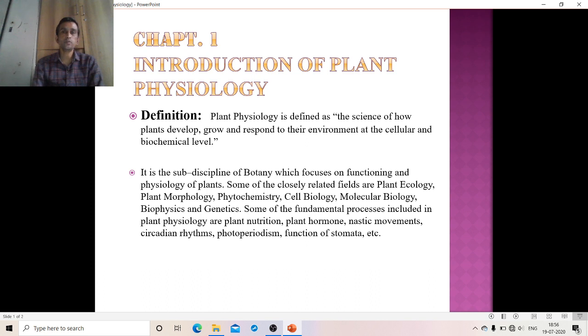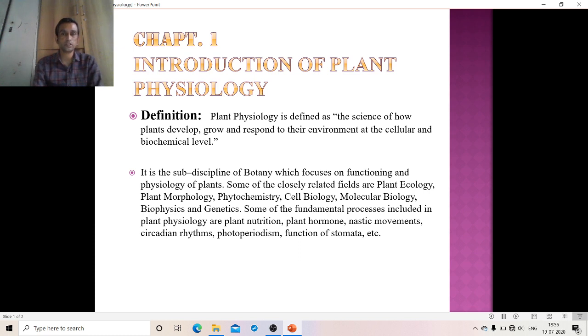Some other branches of botany are also related to plant physiology. Some of the closely related fields are plant ecology, plant morphology, phytochemistry, cell biology, molecular biology, biophysics, and genetics. All these sub-branches of botany are also related with plant physiology. When we study plant physiology, we know plant morphology, phytochemistry, cell biology, molecular biology, biophysics, and genetics.